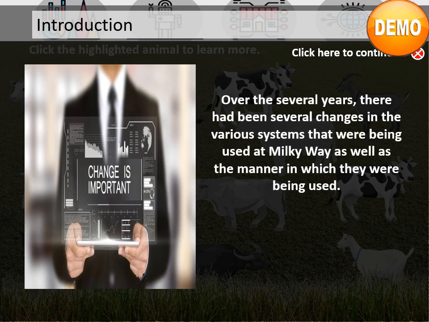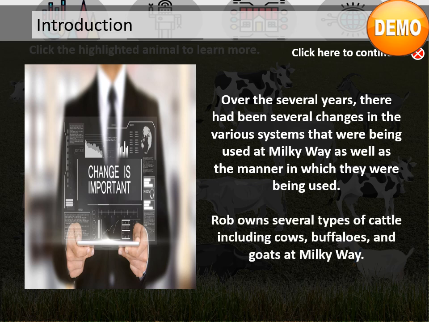Over the past several years, there had been several changes in the various systems that were being used at Milky Way, as well as the manner in which they were being used. Rob owns several types of cattle, including cows, buffaloes, and goats at Milky Way.